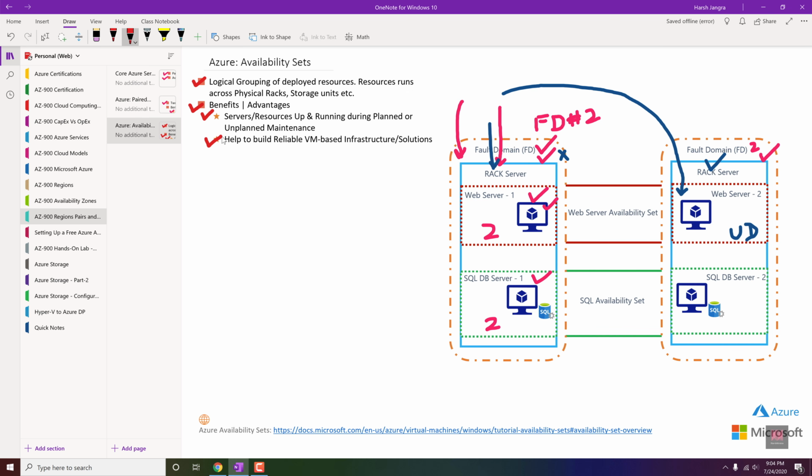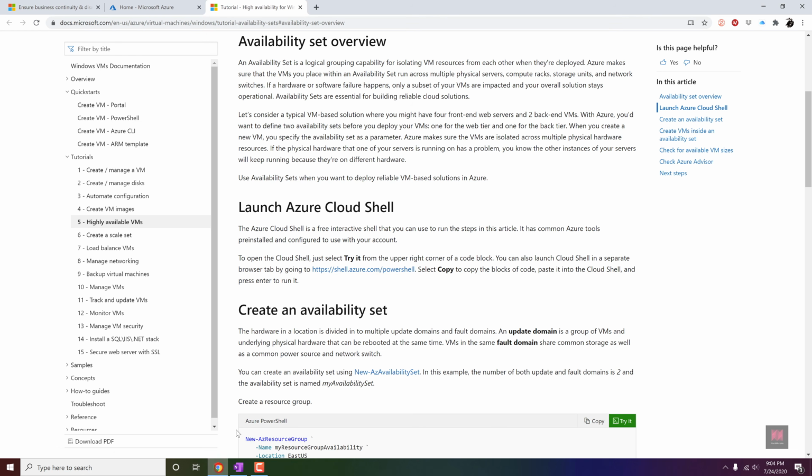So that's the overall concept of availability set. And let's do one thing to understand a little bit more. Let's go to the website where you can find even more information. And I strongly recommend to at least go through these websites which I'm sharing in each and every video, because it is really going to be helpful for you.